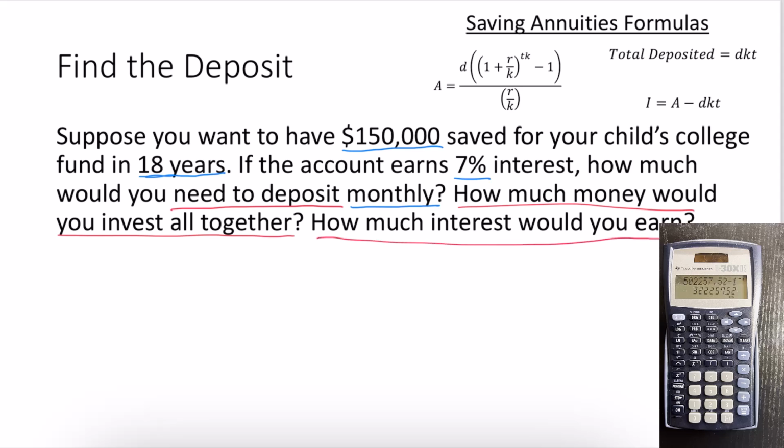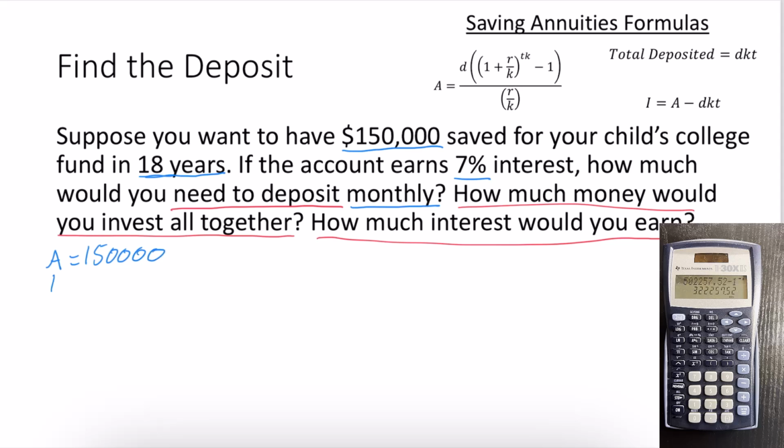So writing out our variables, the $150,000 is the amount we want to have saved for our child's college fund. And so that's the amount we want to have at the end of the account or at the end of the investment. So we're going to say that A equals 150,000.